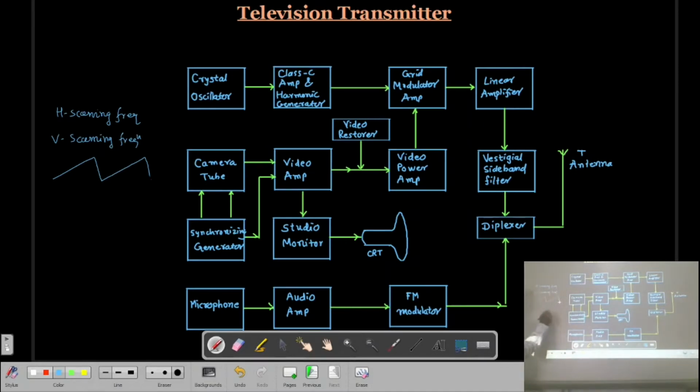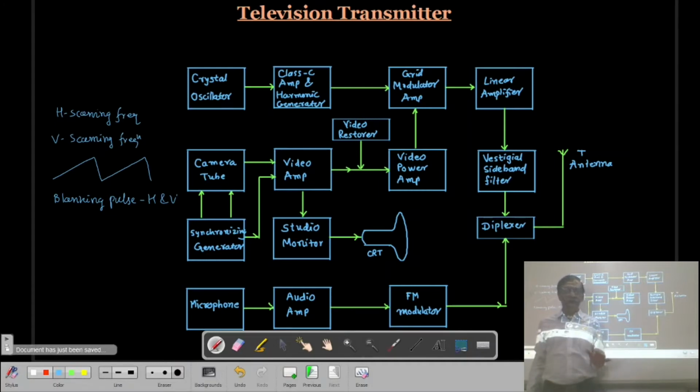Then it is also generating a blanking pulse, horizontal and also vertical. This horizontal and vertical blanking pulse is applied to the grid of the camera tube. So during that time period, the electron beam will be cut off. There will not be information collected by the camera tube.